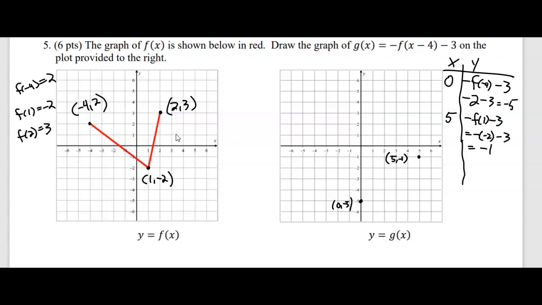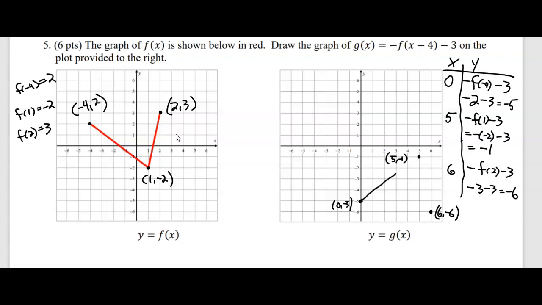And the third point, I want 2. So if I plug in 6 for x, I will get negative f of 2 minus 3. And we know f of 2. It's 3. So minus 3 minus 3, that's minus 6. So 6, -6.